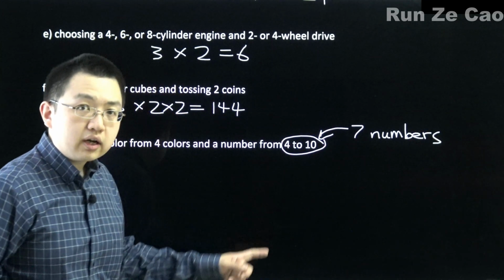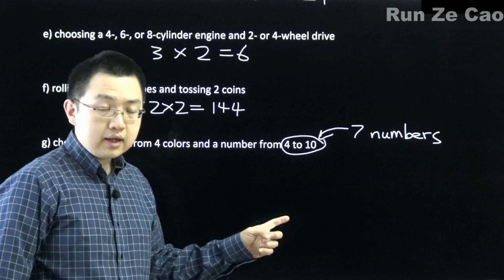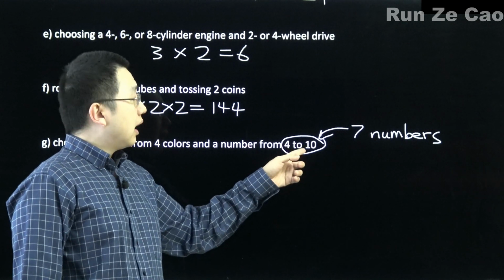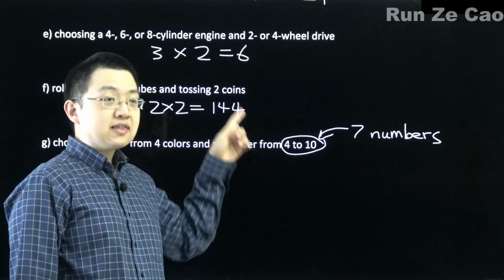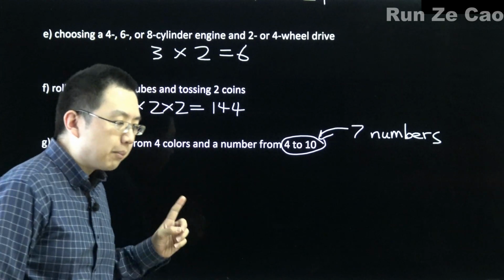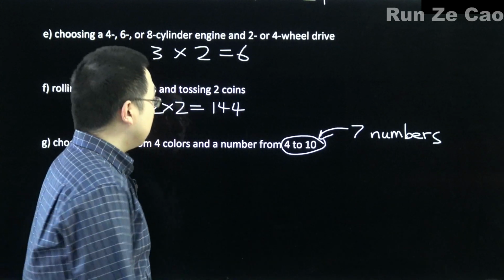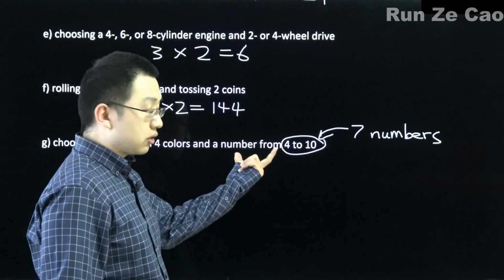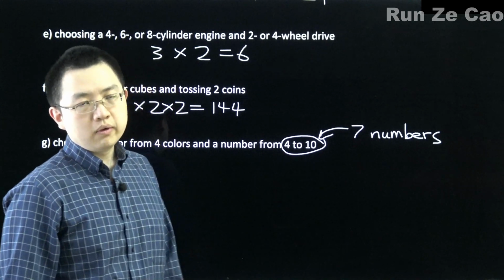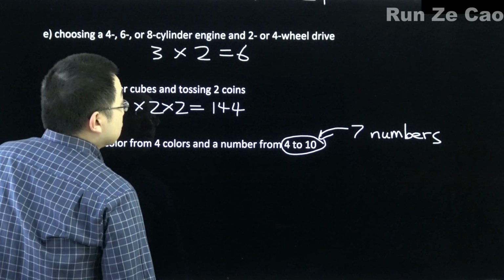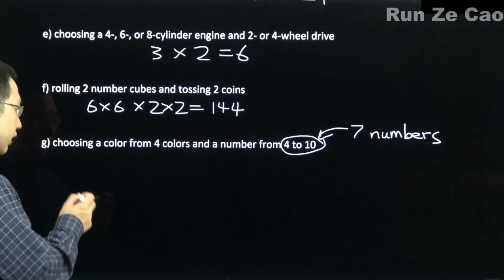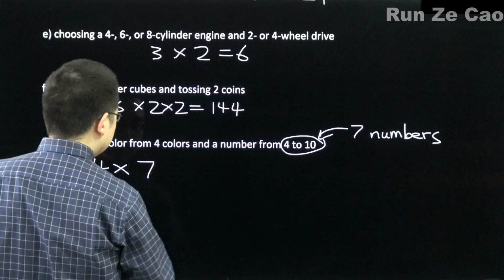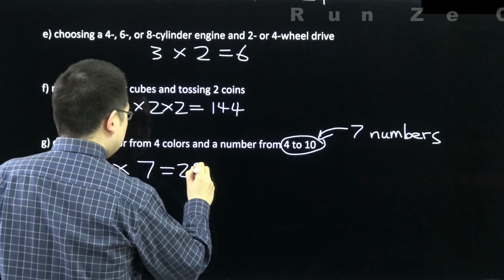When you get a string of numbers that don't start with 1 and are counting 1 by 1, a string of consecutive numbers, you take the biggest one, you subtract the smallest one, and then you add 1 to get the total number of numbers you have. So how many numbers do you have? 10 minus 4 plus 1. Because if you minus 4, you also include the 4 in what you removed, and that's not true. So you have to add 1. So choosing a color from 4 colors gives you 4 choices times 7 choices of number, which gives you 28 outcomes in total.